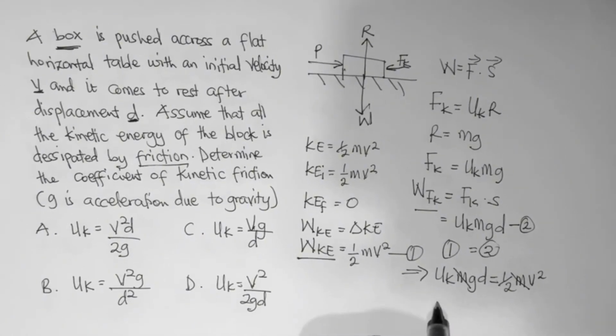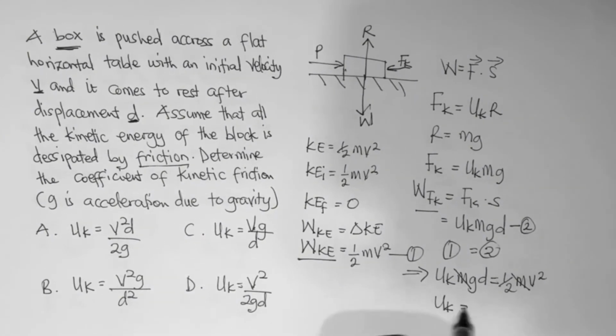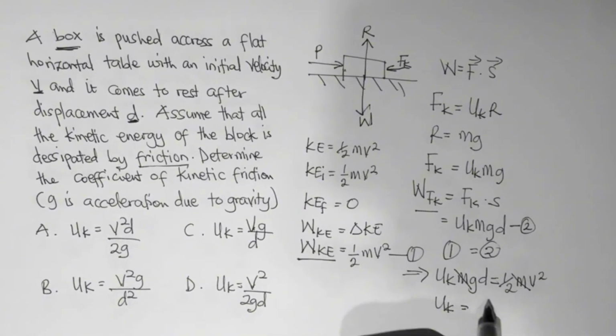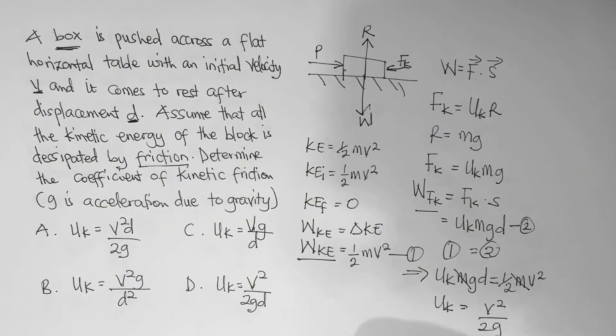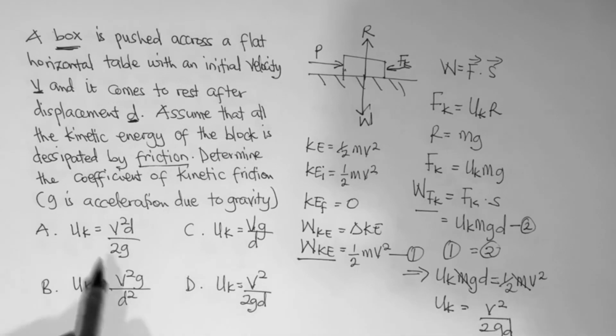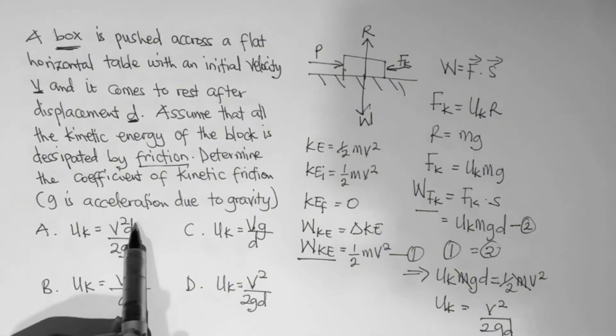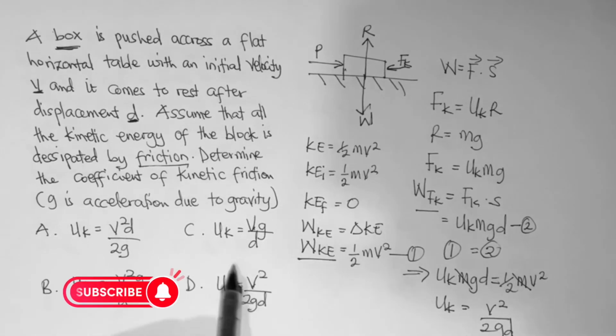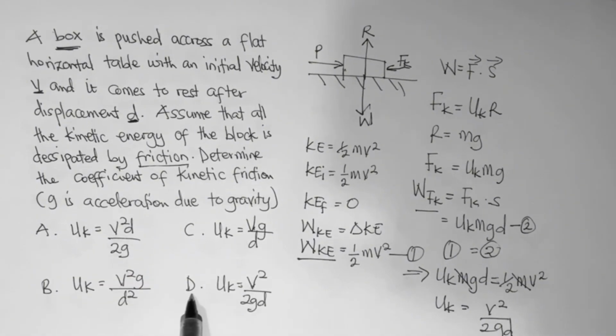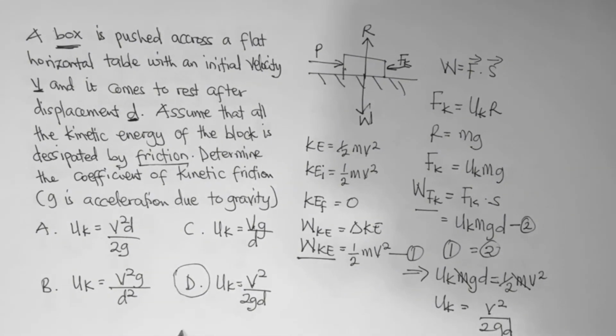Making the coefficient of kinetic friction the subject, we divide through by gd. This will give us v squared over 2gd. If we look through the possible answers, A is v squared d over 2g. It's not A. B is v squared g over d squared. It's also not the case. C is vg over d. That's also wrong. And D is v squared over gd. So you see that the correct answer is answer D.